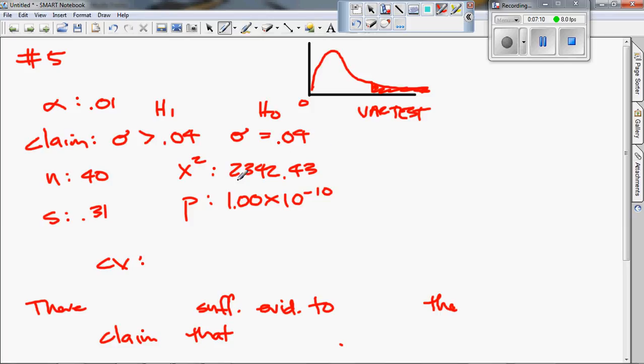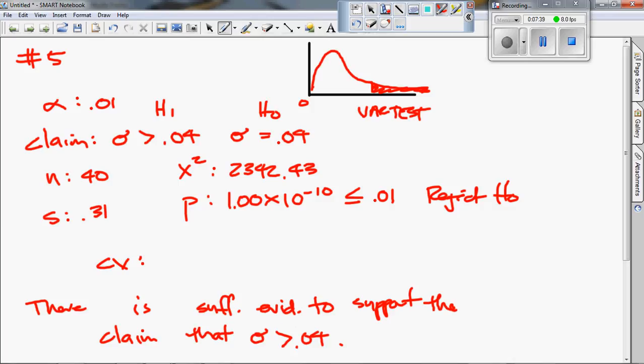Alright, so now we can compare this to our significance level, 0.01. And as we can see, we're going to reject the null hypothesis because it's less than the significance level. Alright, so now we can write our formal conclusion. There is sufficient evidence to support the claim, since our initial claim represents our alternative hypothesis. So we have support the claim that sigma is greater than 0.04.